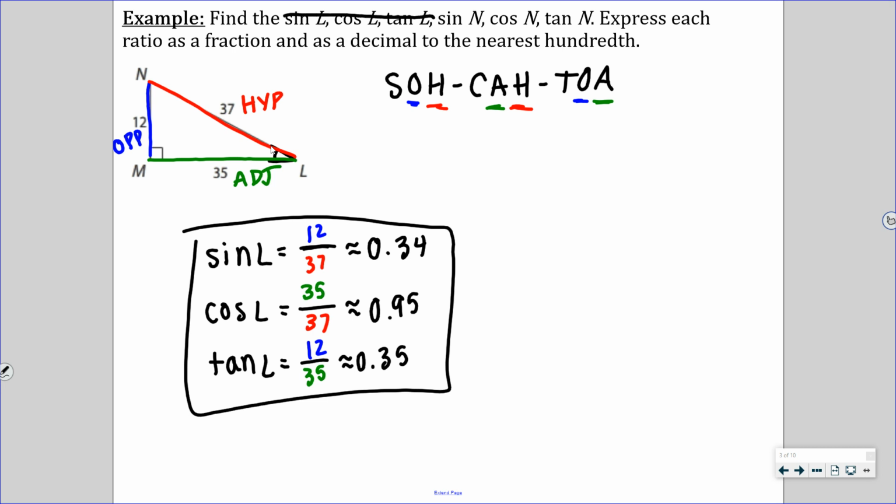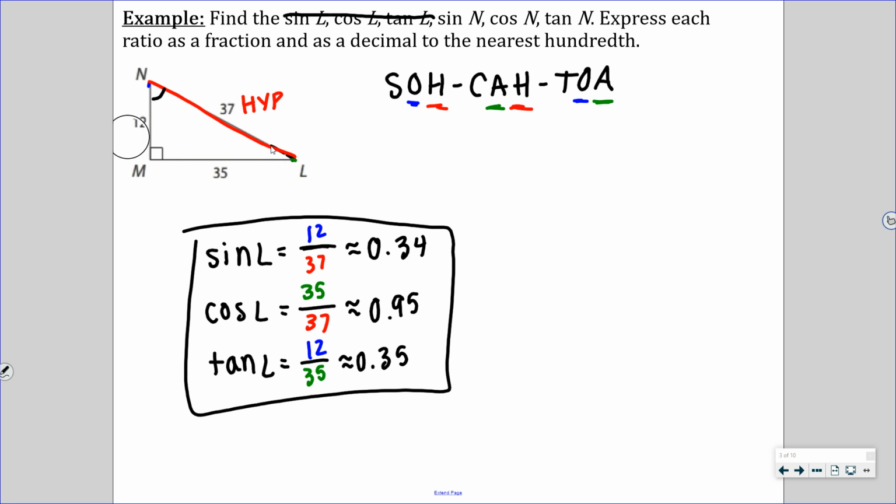Now I have to do the same for angle N. All right, so that's going to switch up some things. Does it change which side is my hypotenuse? No, my hypotenuse is still 37. But what it does change is now 35 is no longer my adjacent side. 35 is now what side? The opposite. Good, because it's not touching it.